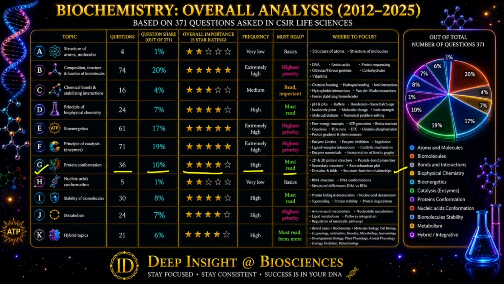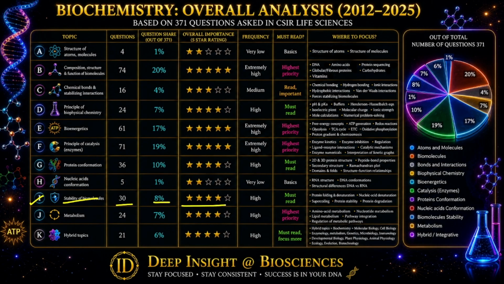Topic H is nucleic acid conformation. Only 5 questions were asked, contributing approximately 1%. It has a 2-star importance rating and very low frequency. Basic preparation is sufficient. Focus on RNA structure, different DNA conformations, and structural differences between DNA and RNA. Although the direct weightage is low, this concept may also appear in integrated questions with molecular biology. Stability of biomolecules contributed 30 questions or 8% of the total.